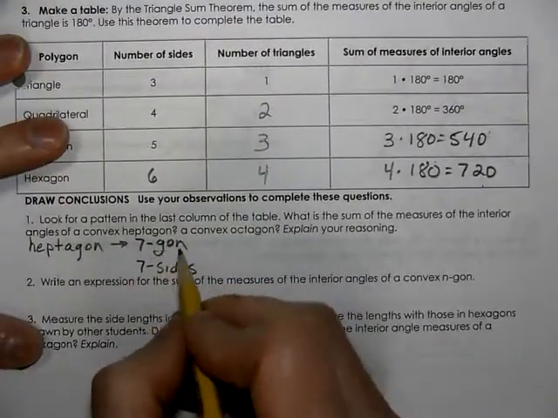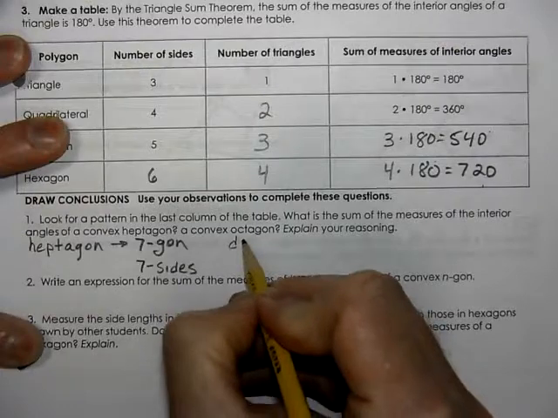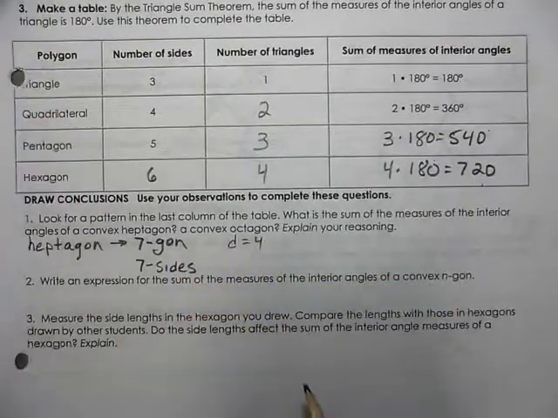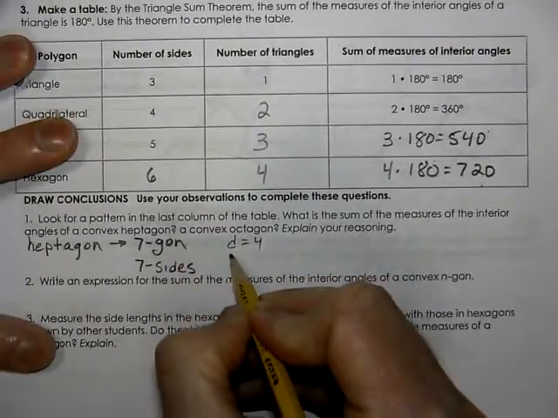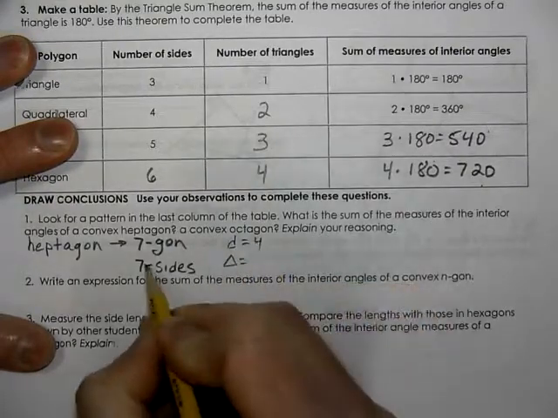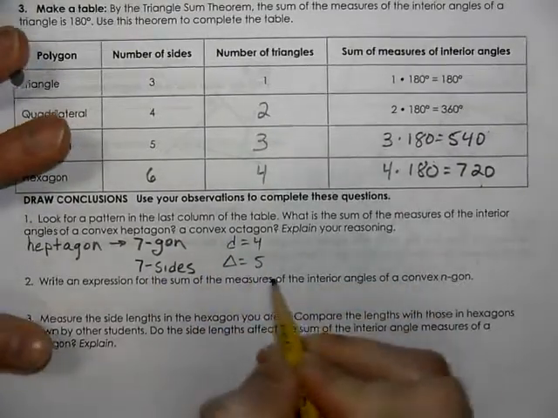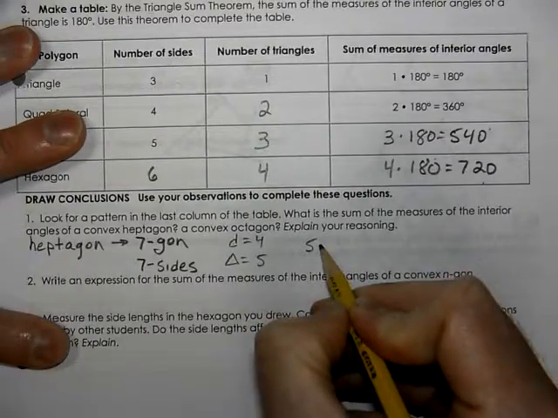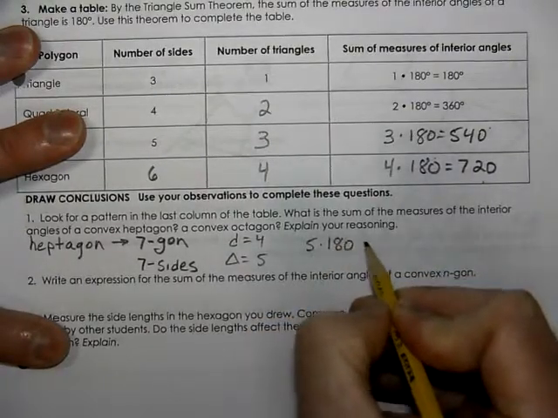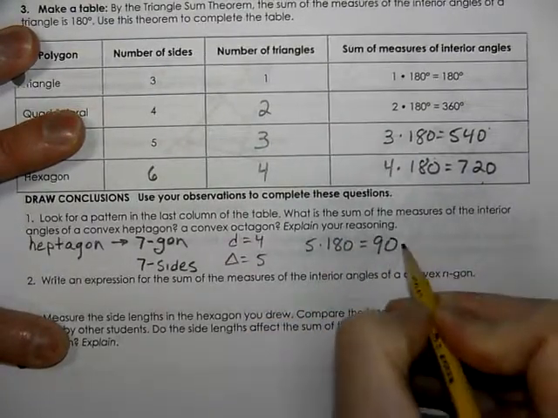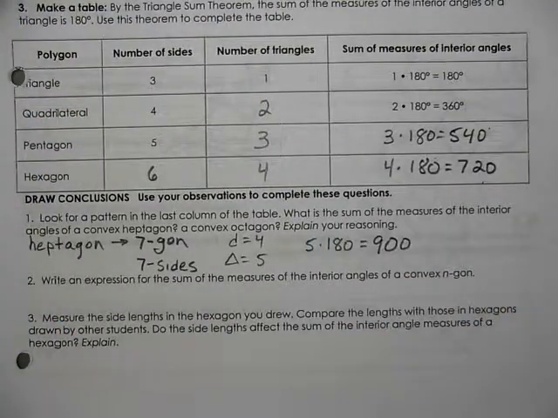So we know that the number of diagonals would be 4 from any vertex, and the number of triangles would be 2 less, which is 5. So we're going to take those triangles and multiply it by 180, because every triangle has 180 degrees inside of it. And when you add them all up, it counts for all of the angles inside, in this case, our heptagon.